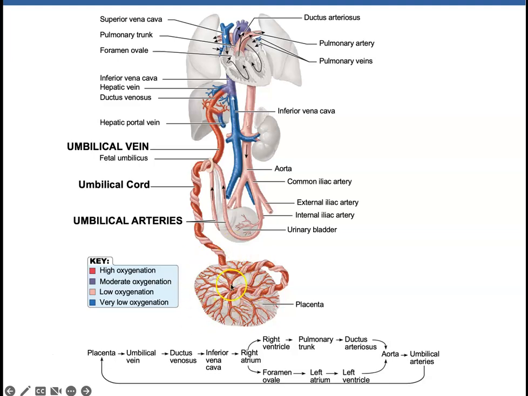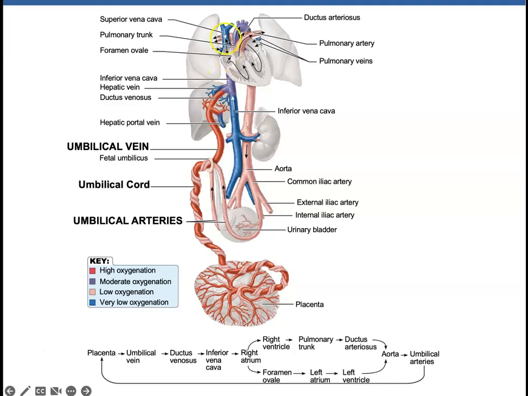Mom's blood and baby's blood do not mix because we have a placenta. But the oxygen, the nutrients, the things the baby needs are passed through the placenta. The oxygenated blood passes into the baby through the umbilical vein. At the umbilical vein we have an adaptation: some blood goes to the liver, and the rest goes up into the inferior vena cava.